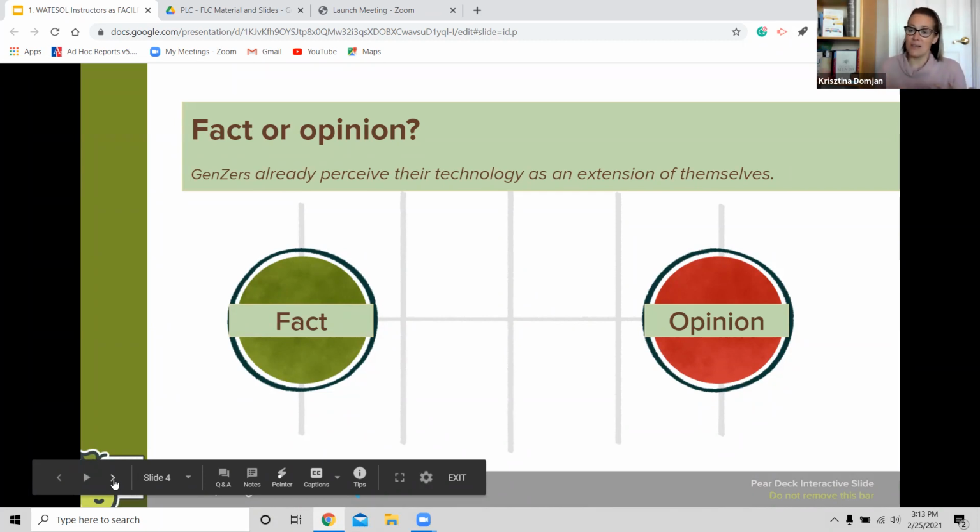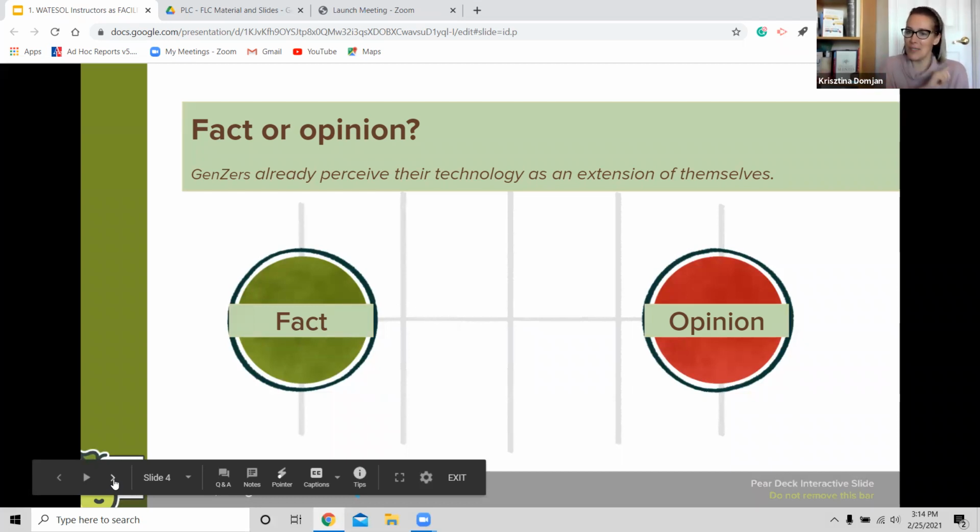You can ask students to bring a device with them, and they can have the device open. They can follow the Pear Deck slides as you have the slide also on the big screen in the classroom. And so those students who might be more timid or shy to respond can definitely respond in a less revealing manner using this interactive slide called Pear Deck. And so, yes, what do you think? Is it fact or opinion? Gen Zers already perceive their technology as an extension of themselves.